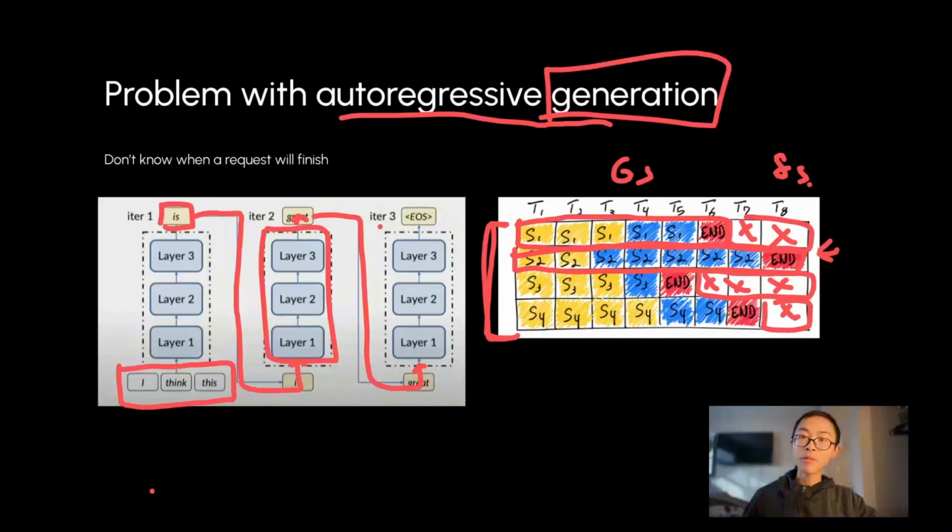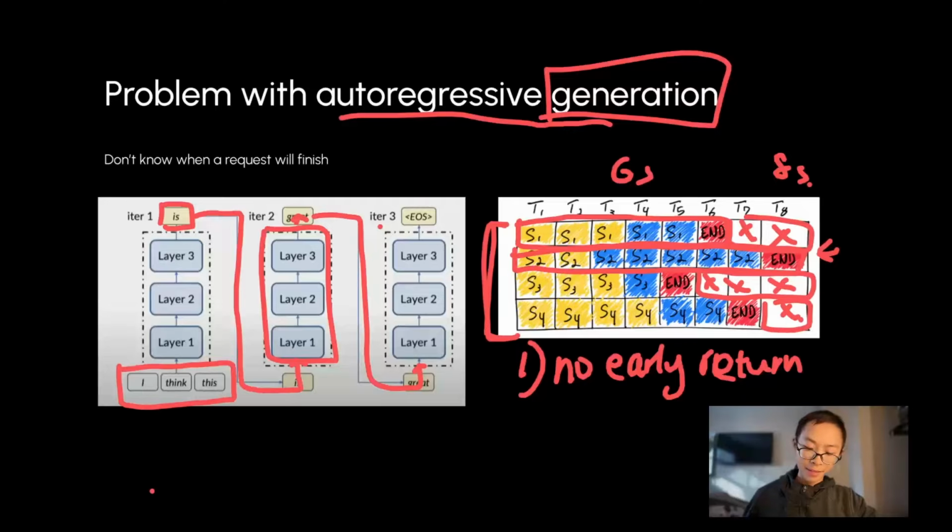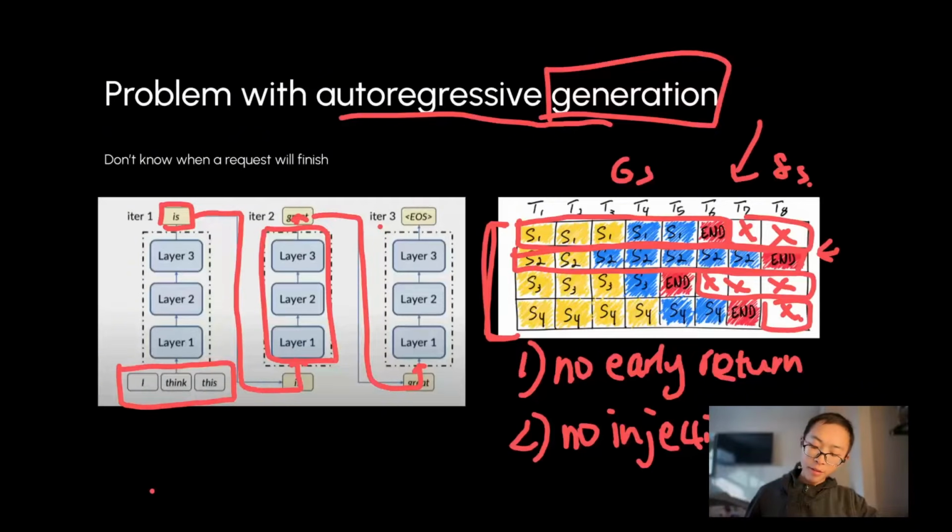So there are 2 problems. What are they? One is no early return. Requests 1, 3, 4 have to wait for the whole batch to finish. And the second is no injection. If we have a new request, sequence 5, coming in at time 6, we can't just inject it, since the current batch needs to finish. Therefore, many customers need to wait.